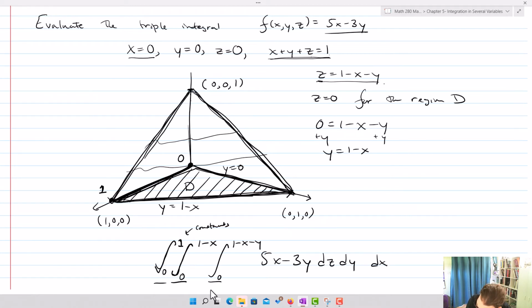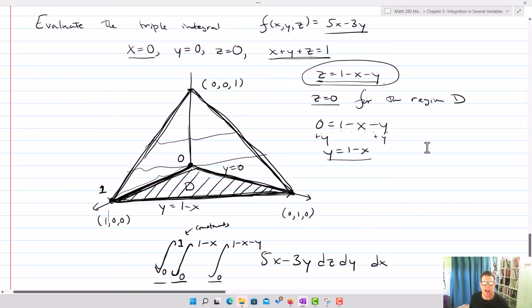Then I need to figure out the bounds for D. Now, D could be type 1 or type 2. In this case, we did it as type 1. And all we did there was say, if z equals 0, what's the function for y? We plugged it back into this function right here and we get 0 equals 1 minus x minus y. Boom, there it is. And then finally for x, we just had to figure out the bounds: what's my minimum value and what's my maximum value? And then those became the last set of boundaries for our triple integral.